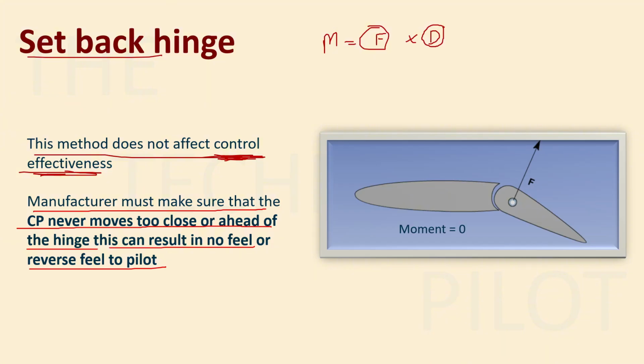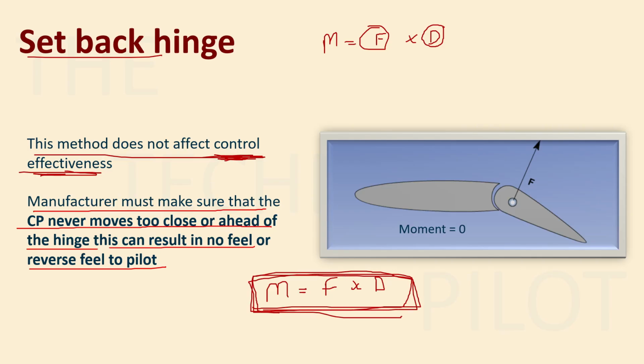Why? Because see, the moment or the forces the pilot needs to apply is what again? Force multiplied by distance. So this is the force that a pilot needs to apply, right? And as I have already mentioned, the forces are bad if they are too high, and they are bad if they are zero, but they are good if they are in minute amounts. So we don't want the forces to go to zero. This moment should not go to zero. If this moment goes to zero, then the pilots will obviously have no feel, right?